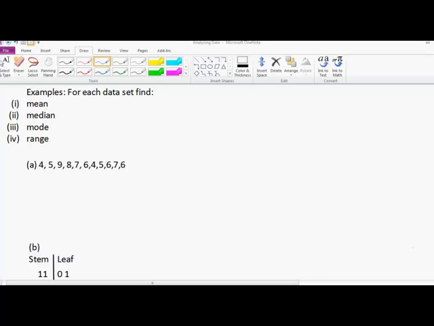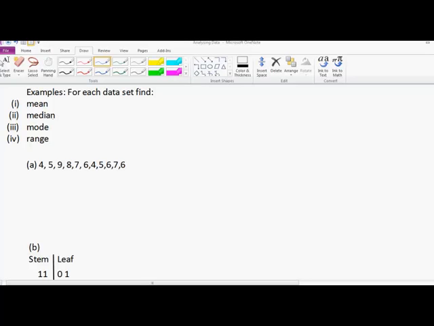Okay, in this video I'm going to explain how we find the mean, median, mode and range for different data sets. Okay, so make sure you understand what each of those four things mean. Let's start with data set A.